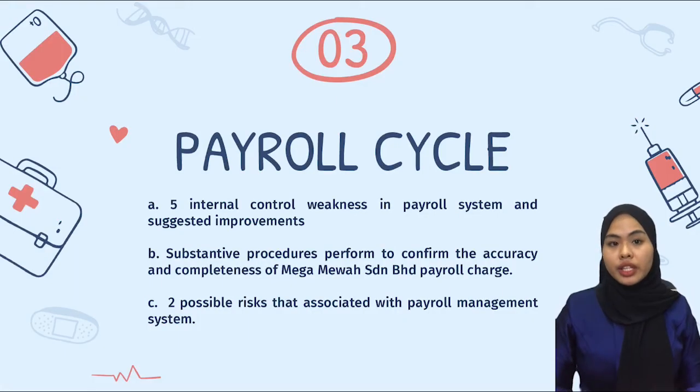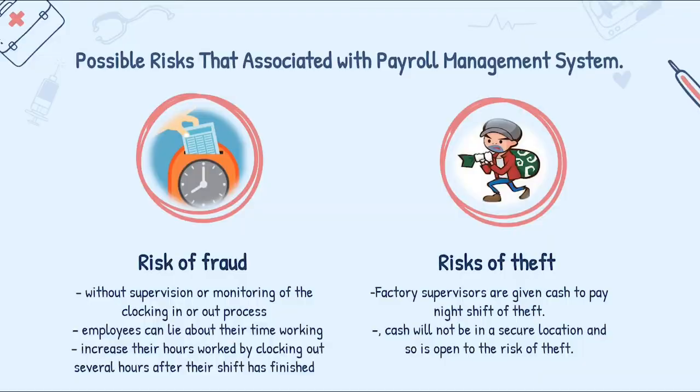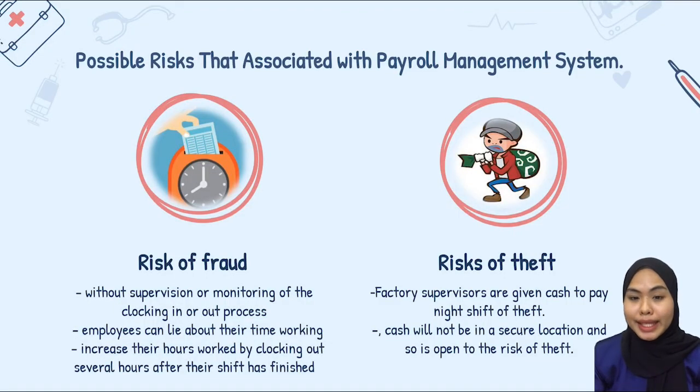So the next question is: elaborate any two possible risks that are associated with the payroll management system. The first risk is the risk of fraud. We look at the case in the question. It mentioned that there is no supervision and monitoring of the clock-in process. Thus, employees can clock in multiple employees simply by using their employee swipe card.